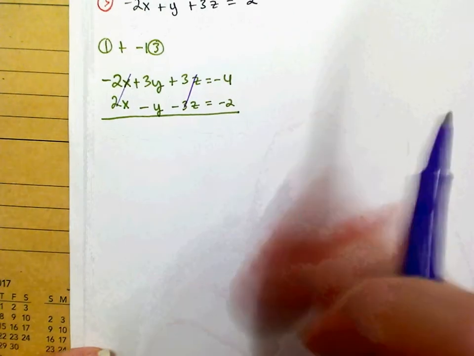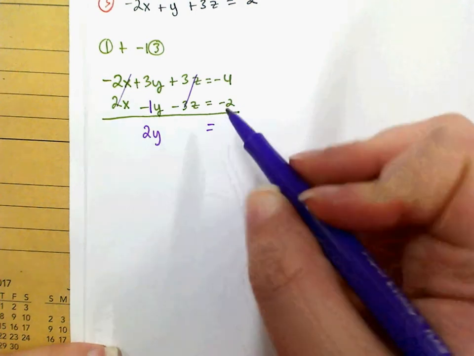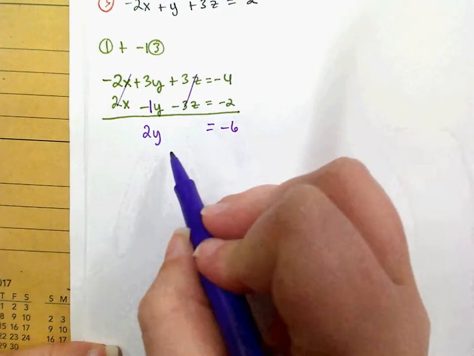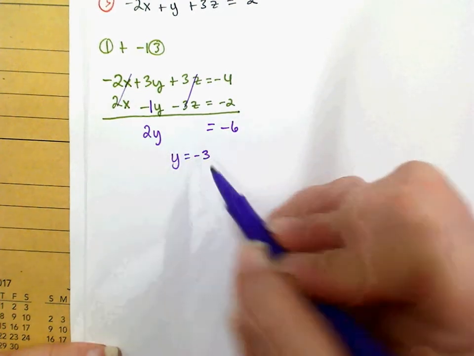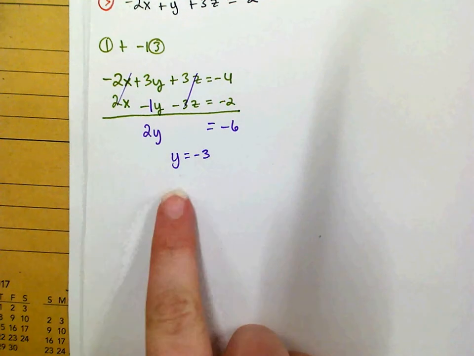2y. 3y minus 1y is 2y, and 2y equals what? Negative 6. So divide by 2 and I get y equals negative 3. Okay. At this point, since I picked z's, I'm going to go with z's. But at this point, as long as I cancel out x or z in another pair, as long as I can plug in y, I'm good.